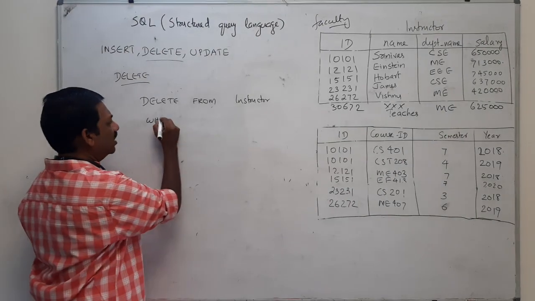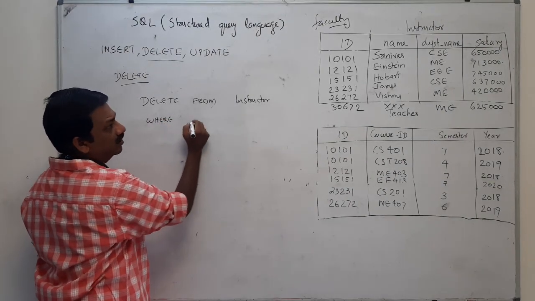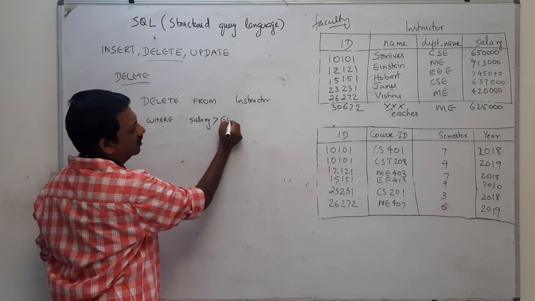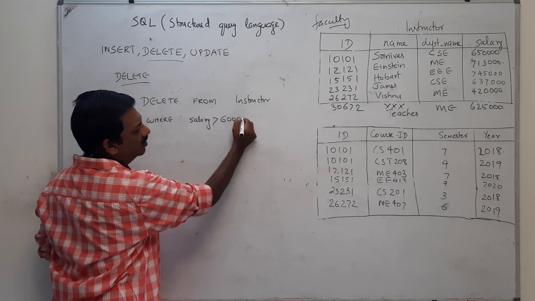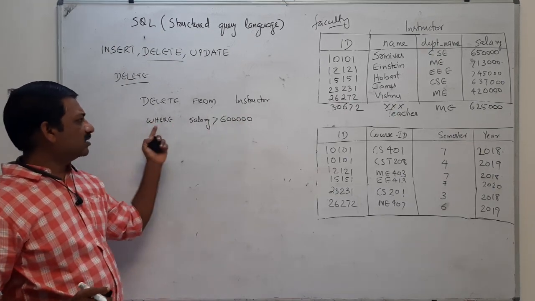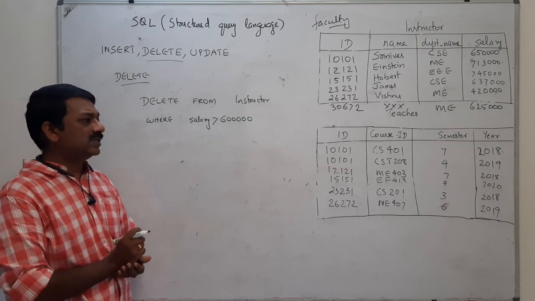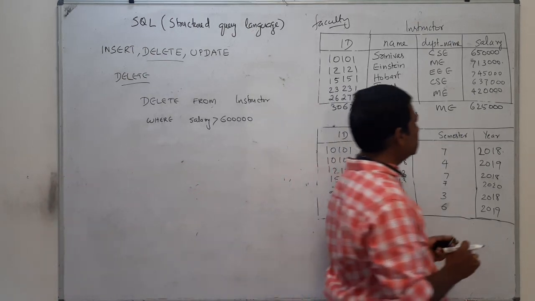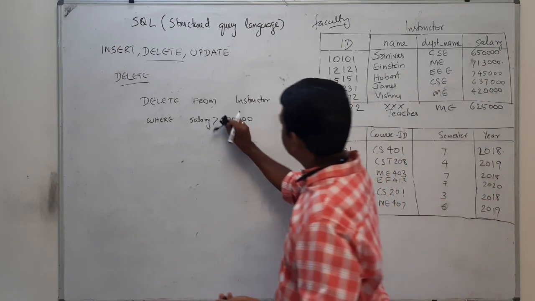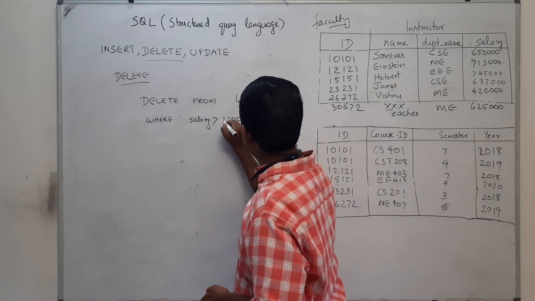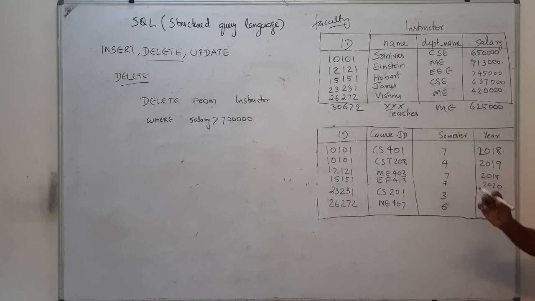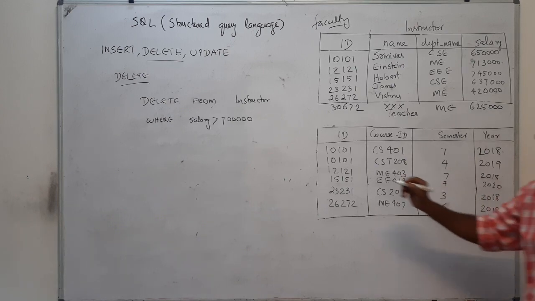That means here I am going to have where salary greater than. Suppose that I have a statement like this: delete from instructor where salary greater than 6 lakh. So all those tuples which have salary greater than 6 lakh, or for convenience I am going to modify this as 7 lakh. So delete from instructor where salary greater than 7 lakh.